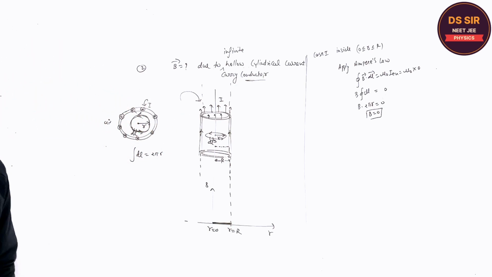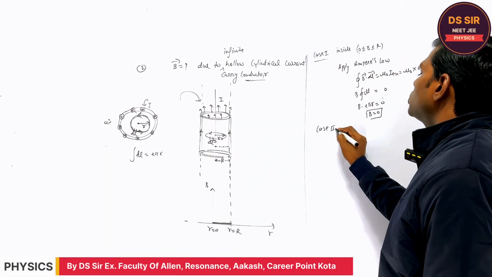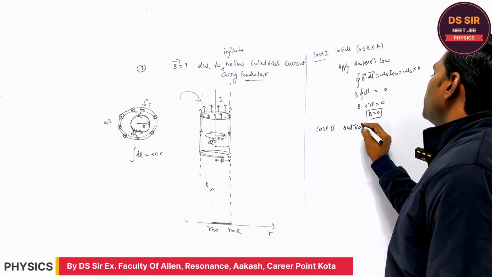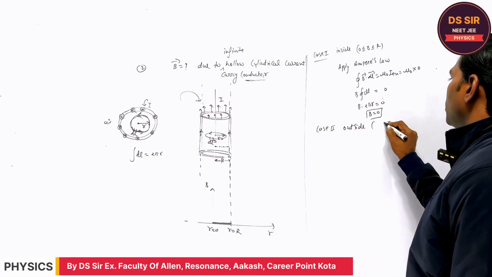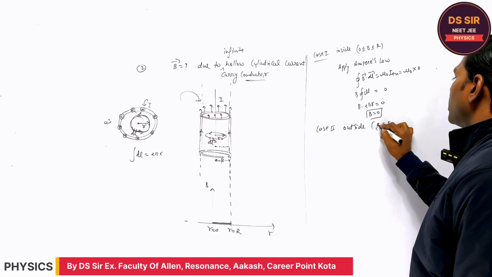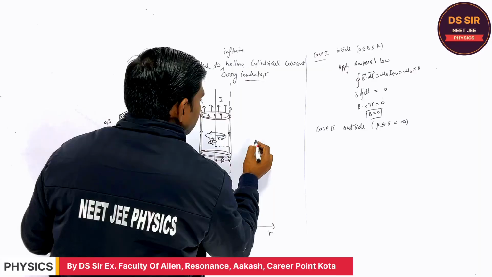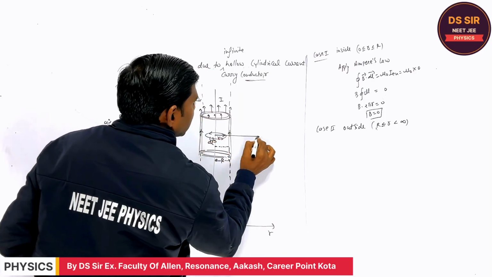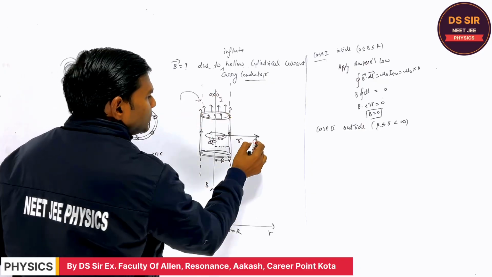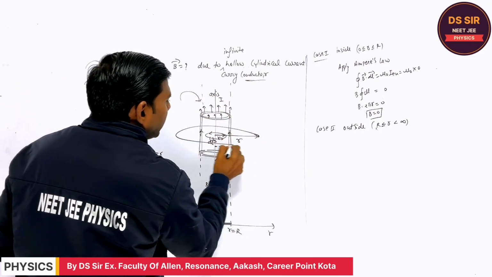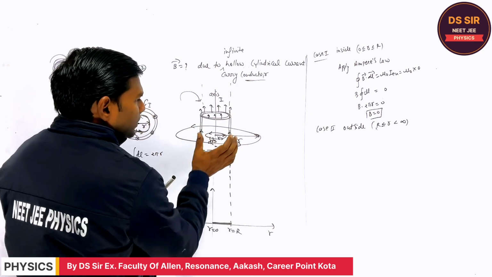Copy this first. So now consider case 2. What is case 2? Say outside. What is the meaning of outside? It means the point P is outside, from r equal to capital R to infinity, right? You consider this the point P, at distance r from the axis, this is the axis of the cylinder, and now you will consider an Amperian loop like this. The orientation you can take like this.